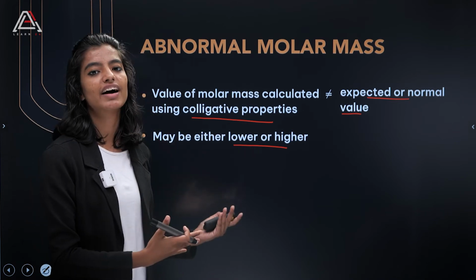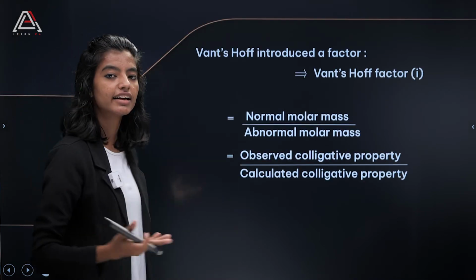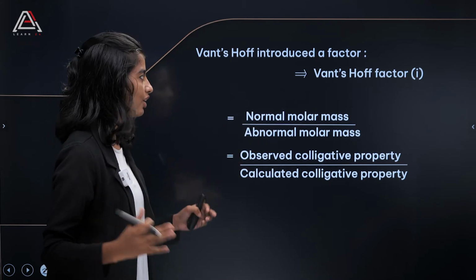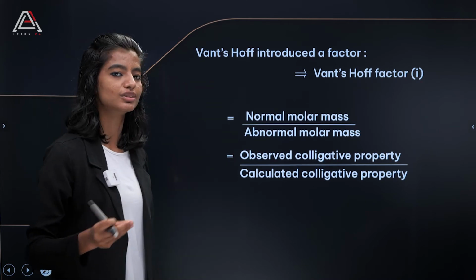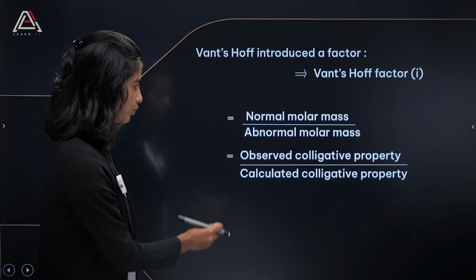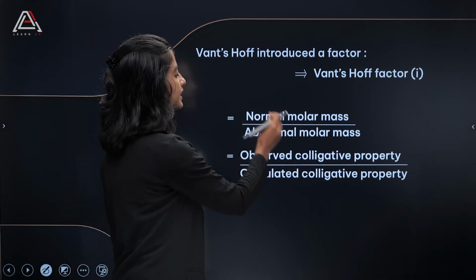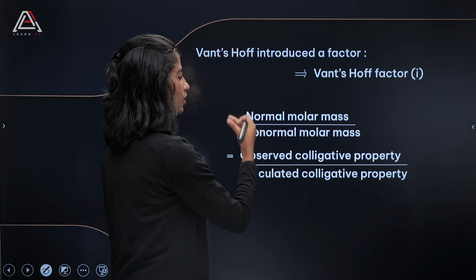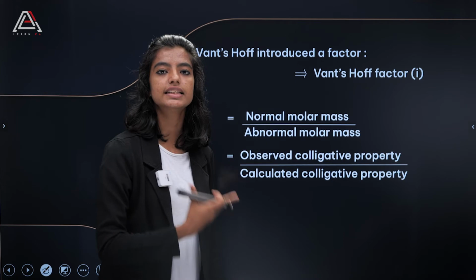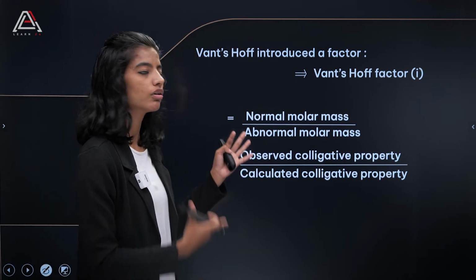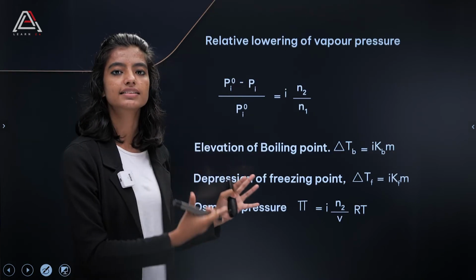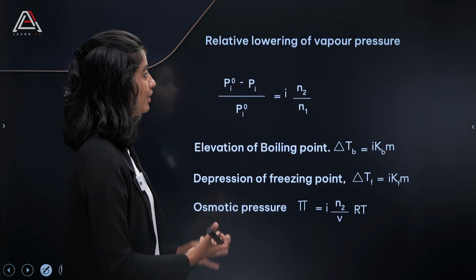In order to rectify this, Van't Hoff introduced a factor called the Van't Hoff factor, i. And the Van't Hoff factor is equal to normal molar mass divided by abnormal molar mass, or observed colligative property divided by calculated colligative property. This is what the Van't Hoff factor is. Now let me show you how this factor modified these four equations.